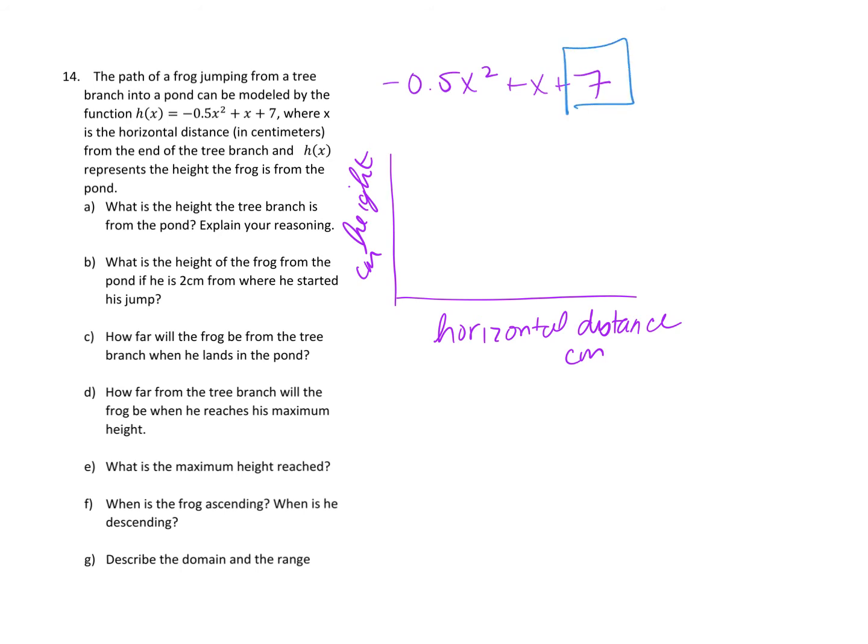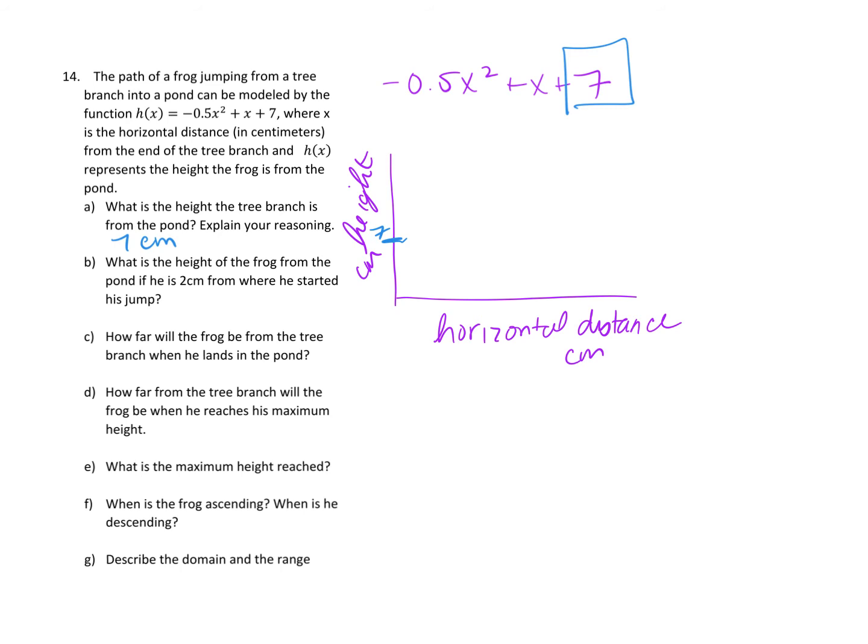Well, our y-intercept always tells us our starting point. So that means this tree branch is 7 centimeters above the pond, because that's our y-intercept.